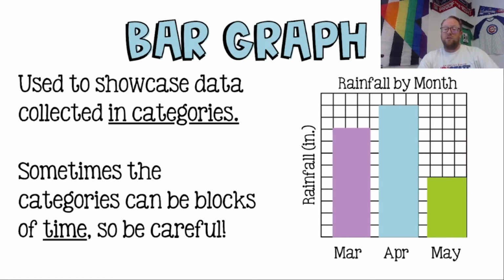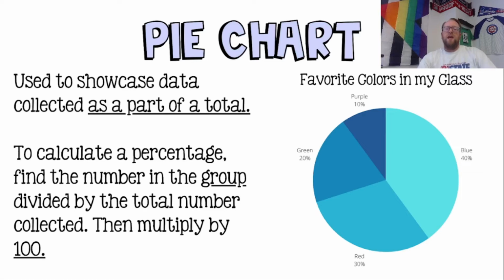So be careful. If you group your blocks of time together, a bar graph might be the most effective way to showcase your data. The last one is a pie chart or a pie graph. This is used to show data as part of a whole, as a percentage. So here we have our favorite colors in our class. We have blue, red, green, and purple. The way we get those percentages is we take the number of students who like blue divided by the total number of students in our class, and then multiply that by 100, and that will give us our percentage, and then we can put that into our pie chart.